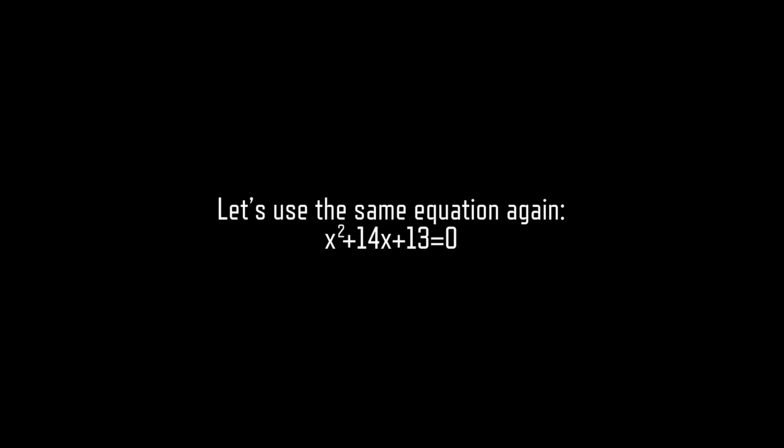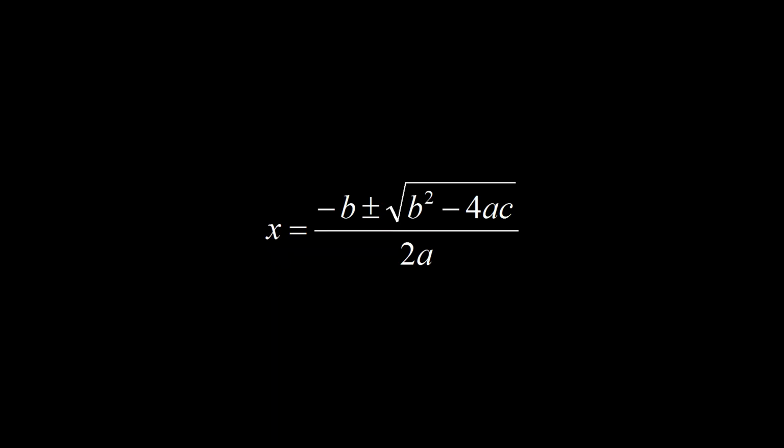Number 3. The quadratic formula. We can use the quadratic formula to instantly find both horizontal intercepts of the equation. Let's use the same equation again. X squared plus 14x plus 13 equals 0. Remember the formula? Negative b plus or minus the square root of b squared minus 4ac, divided by 2a.